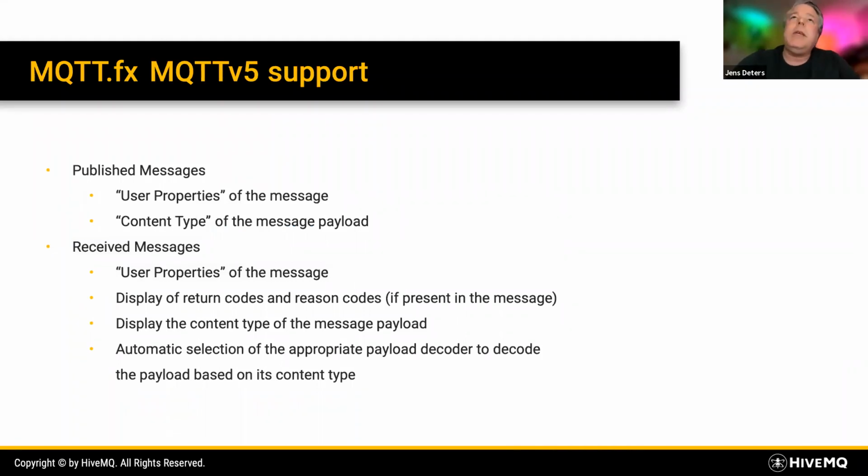So by now, the MQTT version 5 support in MQTT.fx provides for publishing of messages the user properties, which can be edited and set for each message. And you also can set the content type of the message payload, which helps MQTT.fx in terms of receiving of the messages to choose the right so-called payload decoder, which is able to decode the received payload automatically. Additionally to that, the user properties of the message will be displayed, also the return and reason codes if presented in the message, and of course, also the content type of the message payload is displayed.